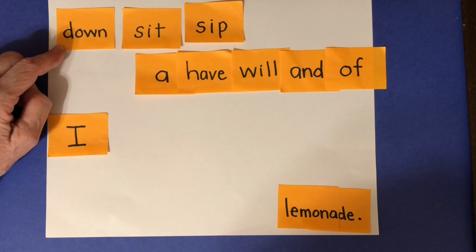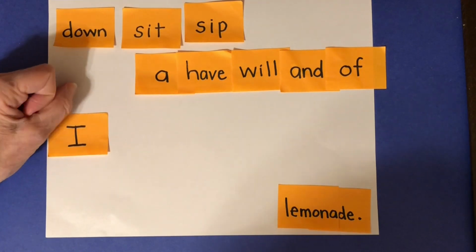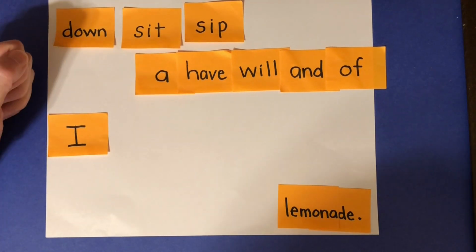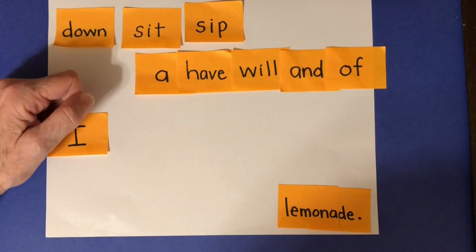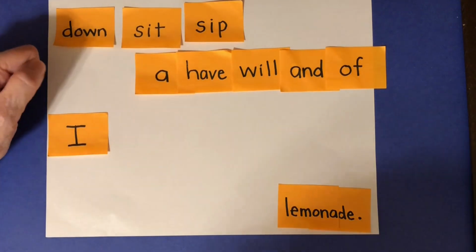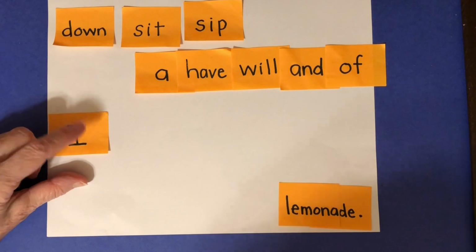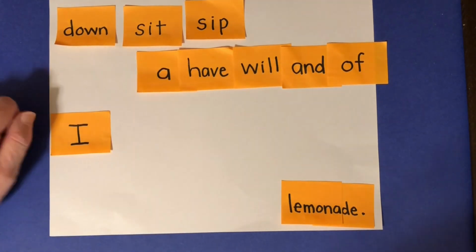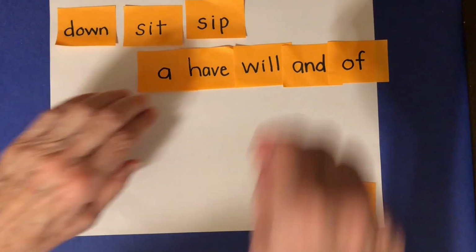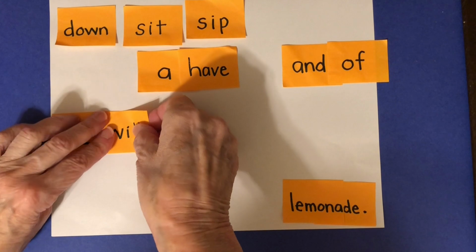Not to me. I sit, that might make sense. I sip, that might make sense. I, not to me, that doesn't make sense. I have, that could make sense. I will, that could make sense. I don't think so. What about I will do something? Let's try that. I will.